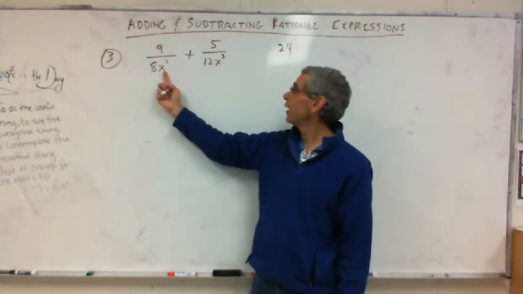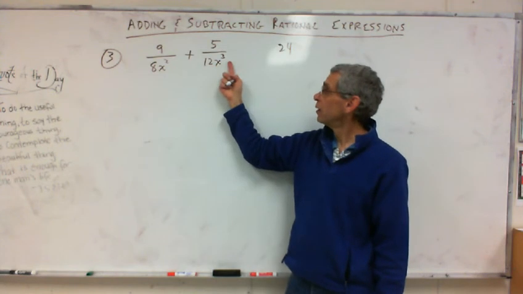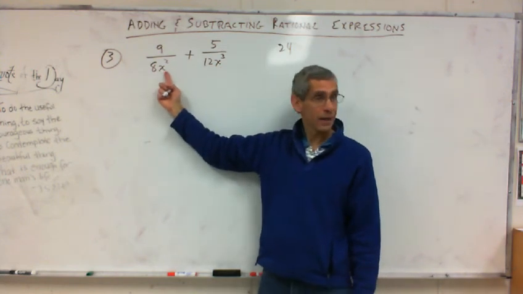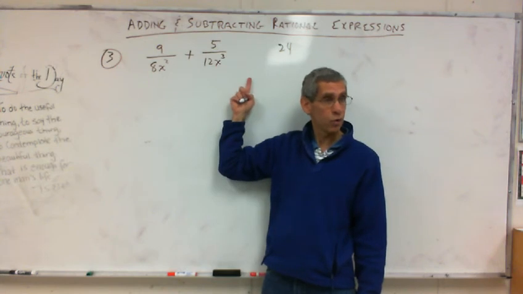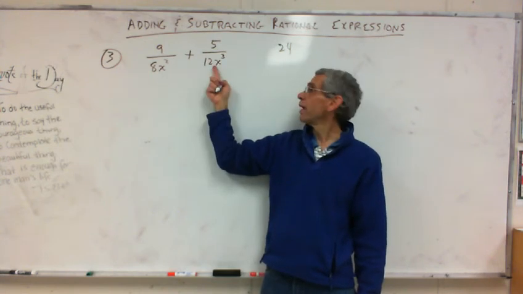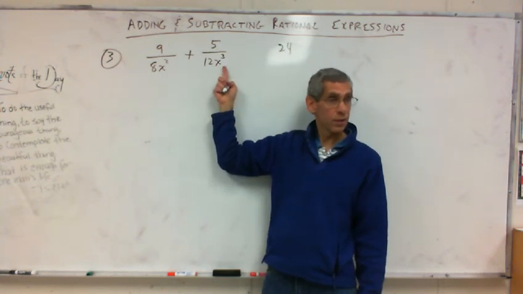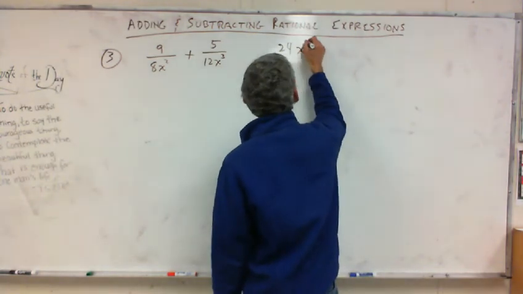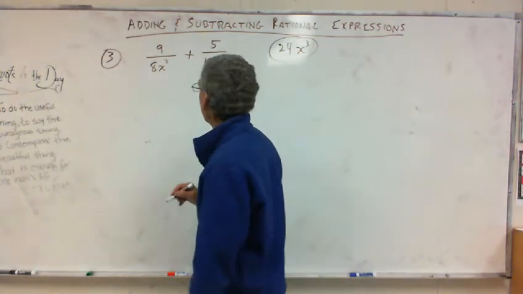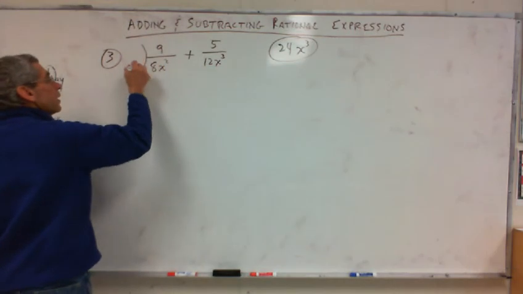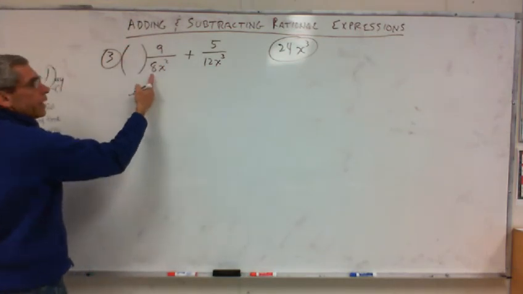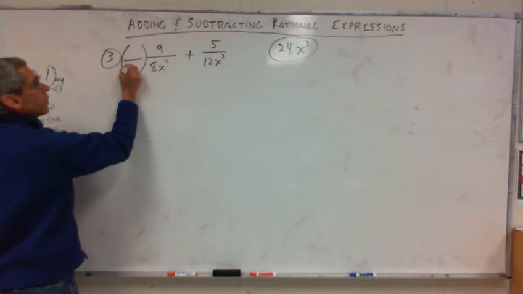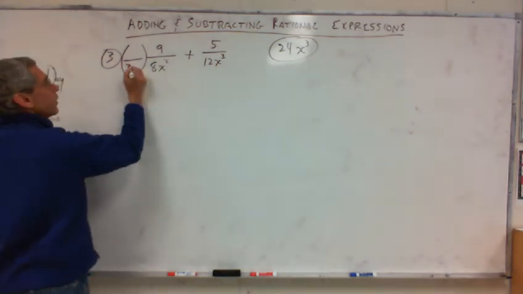Now I have an x squared here, and I have an x cubed here. I know I can multiply this by an x to turn it into an x cubed, right? So I want x cubed to be my lowest common denominator. Does that make sense? So 24x cubed is my lowest common denominator. Now I come back here and ask, what do I have to multiply 8 by to get 24? 3, right? And then x squared times x to get x cubed.